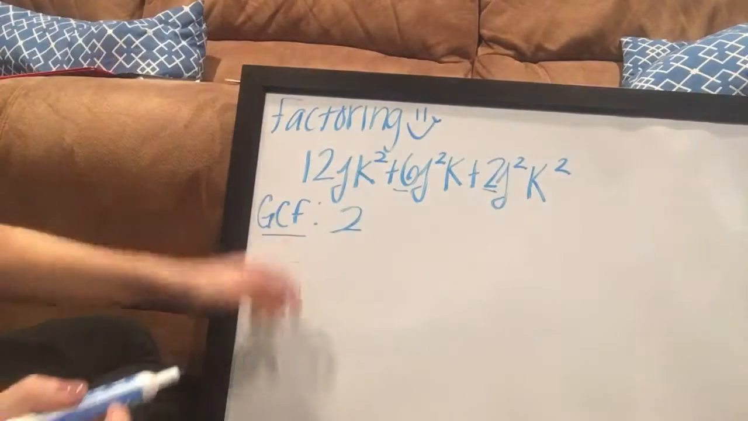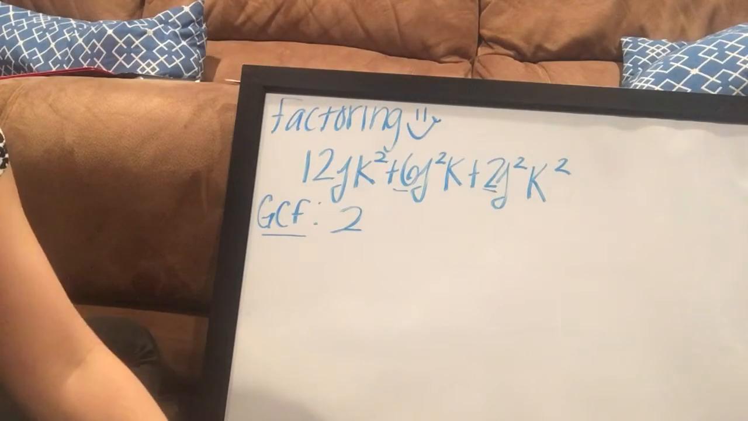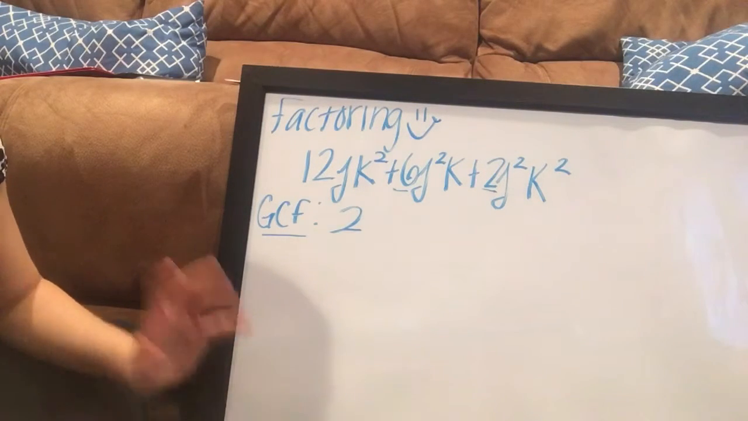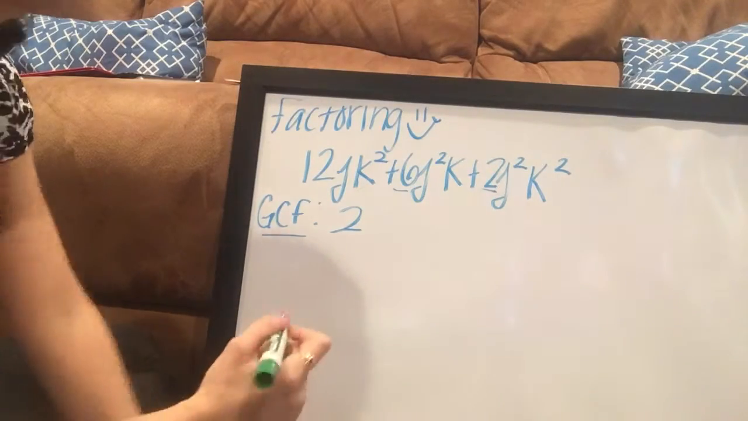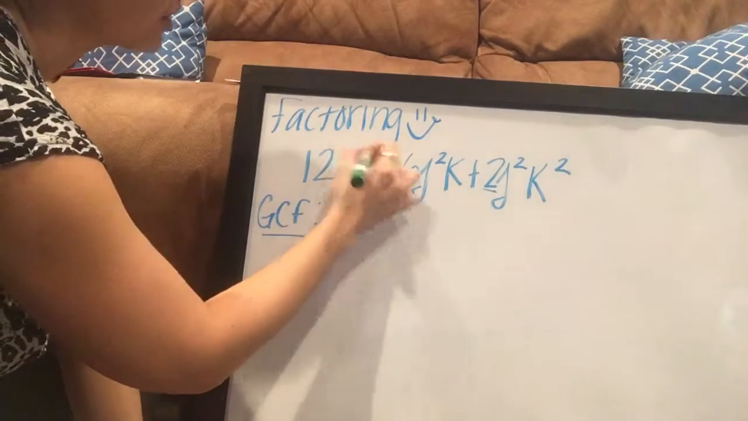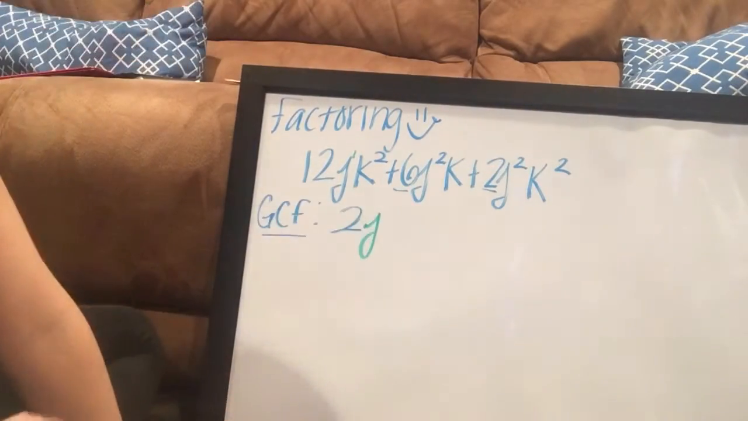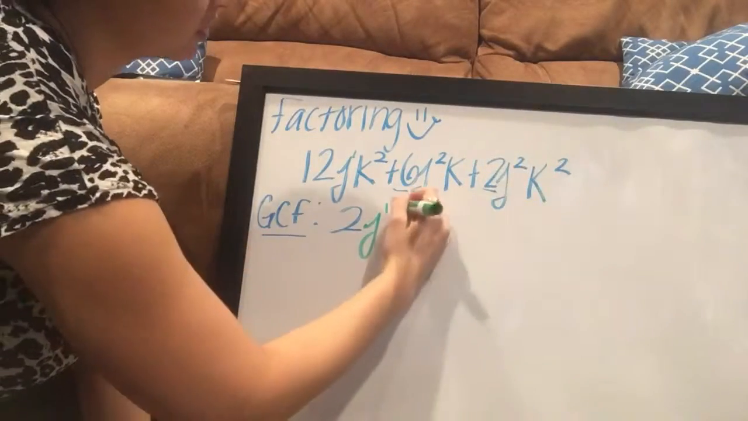Now you have to look at your variables. Now with your variables, boys and girls, you want to take the exponent of the variable that is the lowest term exponent, because otherwise we're going to have negative exponents, and a negative exponent means fractions, and I hate fractions. So here we have j to the first, j squared, j squared. So it's just going to be j to the first. Here we have k squared, k, and k squared. So it's just k.